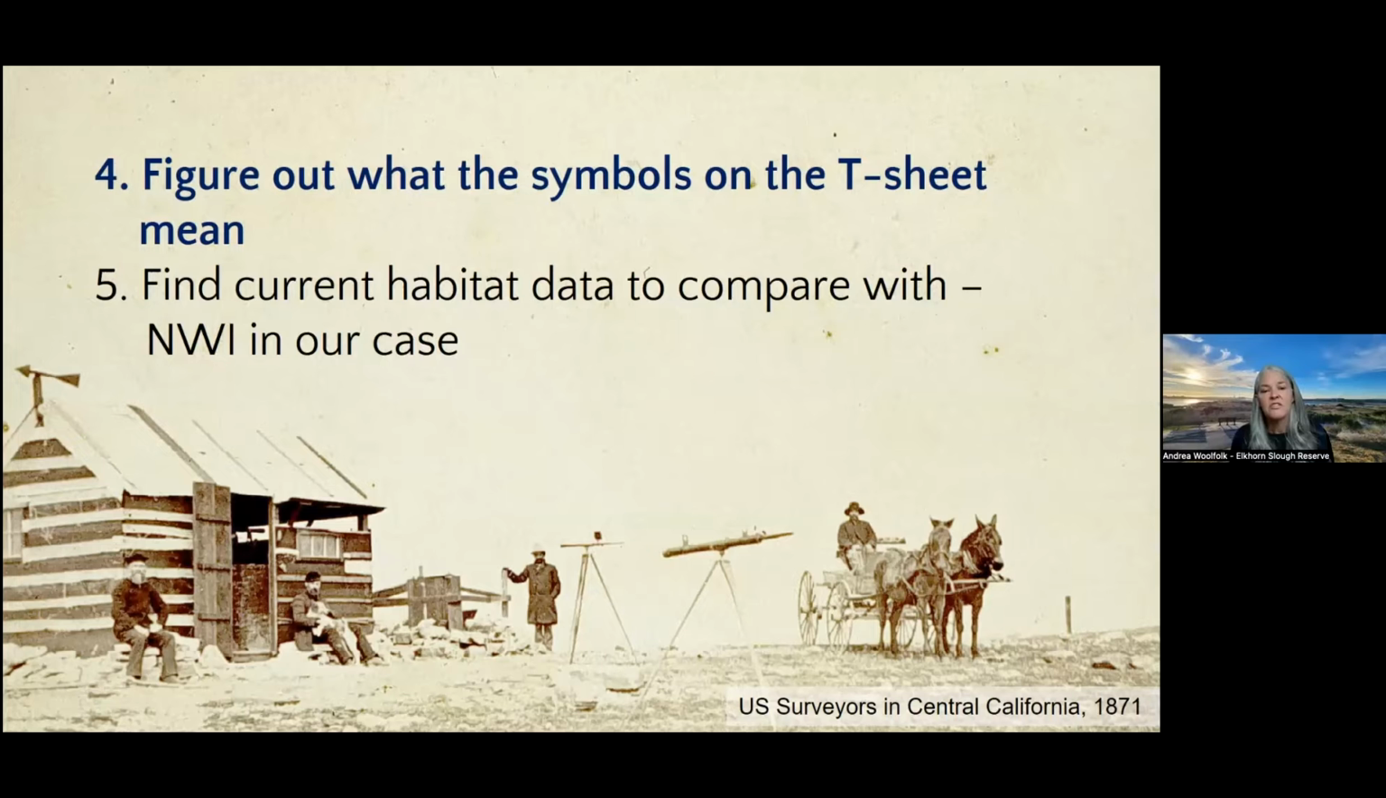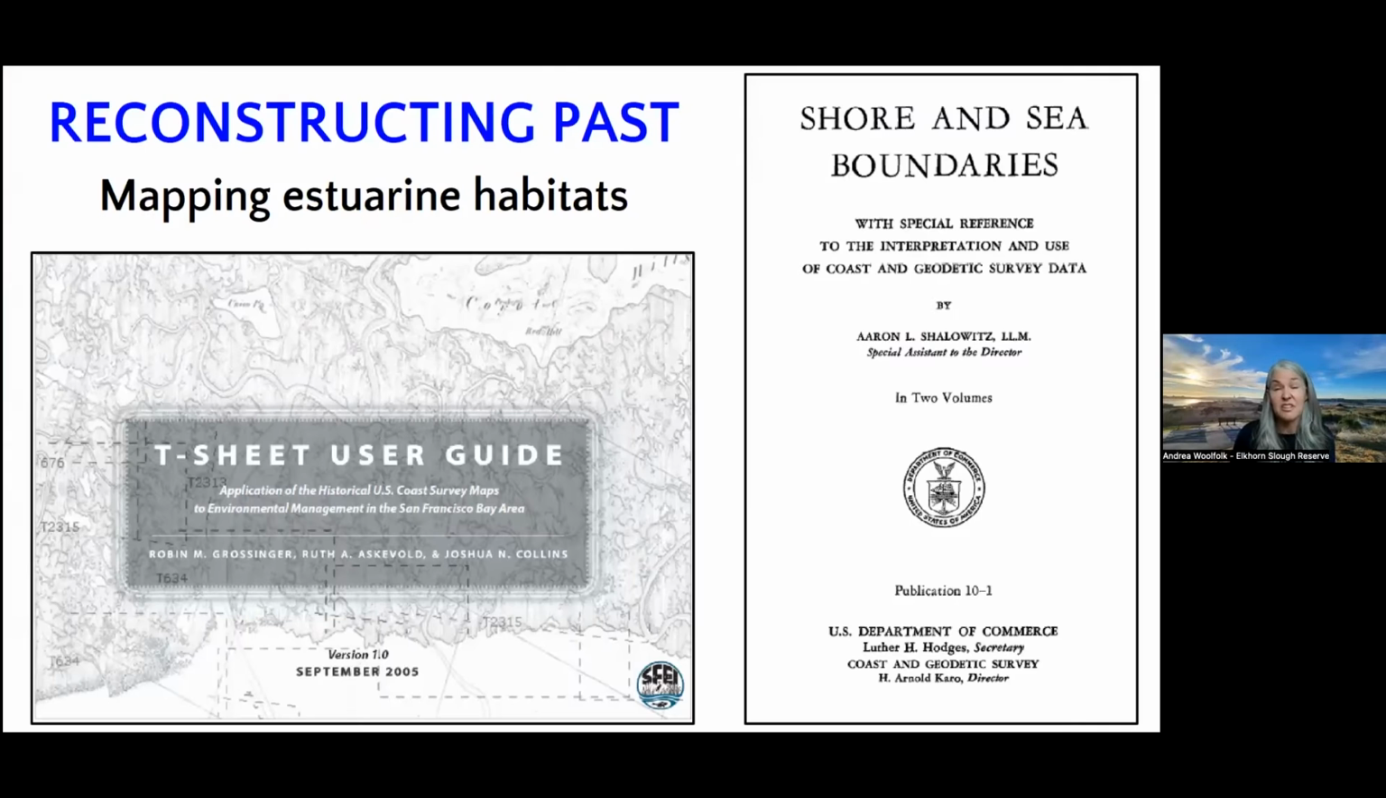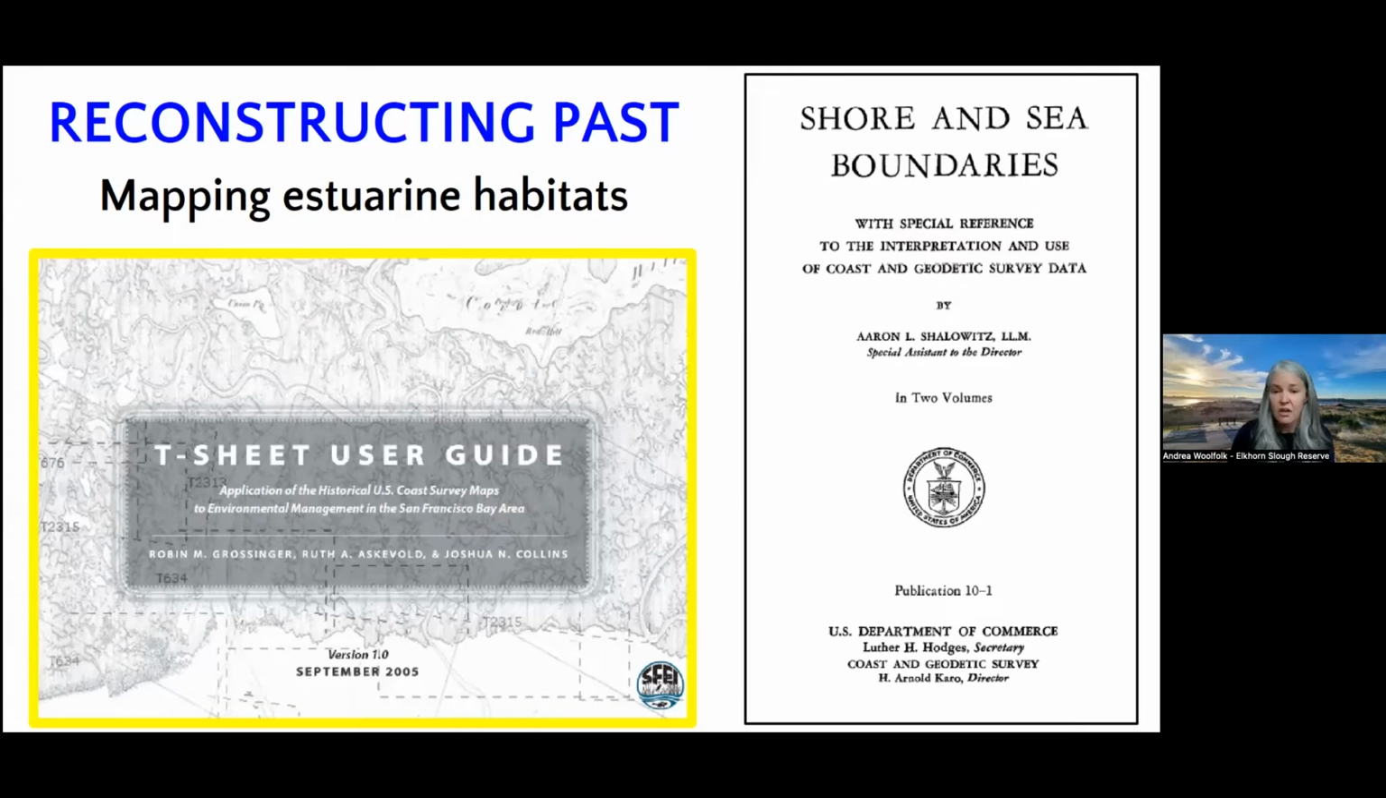All right, so now let's make sense of what's on those T-sheets, because the T-sheets themselves don't have legends on them. So we use two main sources to understand the symbols on the T-sheets so that we could map habitats. The T-sheets themselves, as I just mentioned, don't have legends. For the West Coast, we use the T-sheet user guide written by the San Francisco Estuary Institute. SFEI is a pioneer in this kind of mapping, and they advised us on this project.